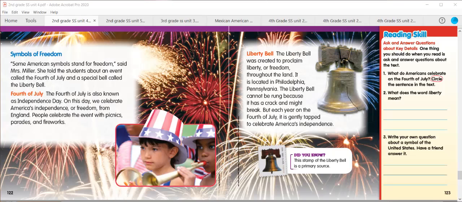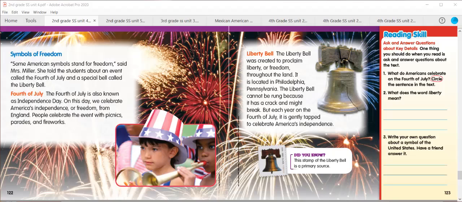The Liberty Bell. The Liberty Bell was created to proclaim liberty or freedom throughout the land. It is located in Philadelphia, Pennsylvania. The Liberty Bell cannot be rung because it has a crack and might break. But each year on the 4th of July, it is gently tapped to celebrate America's independence. Did you know? The stamp of the Liberty Bell is a primary source. Quick check. Why do Americans celebrate on the 4th of July?